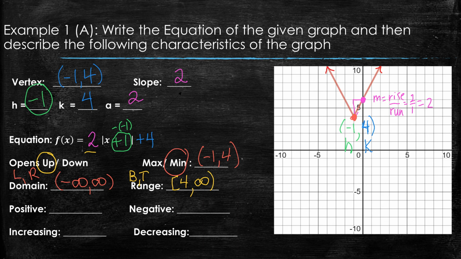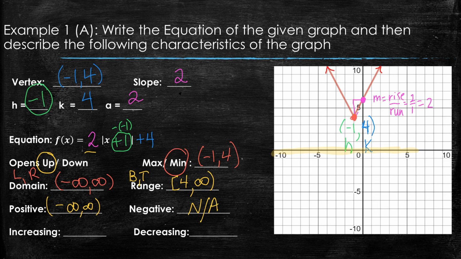Okay, then we need to look at what our positive intervals are. So if you remember from the last unit, positive means above the x-axis. Well, everything on this graph is above the x-axis, so therefore, we're going to put -infinity to +infinity. Everything, so you're just putting the domain of the positive interval. Well, everything's above the x-axis, so the whole graph is positive. The negative, so none of the graph is negative, so we're just going to put NA.